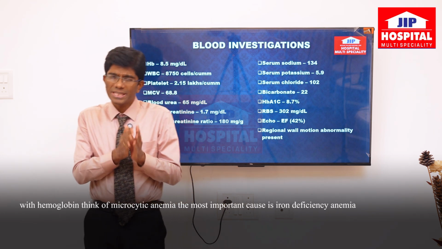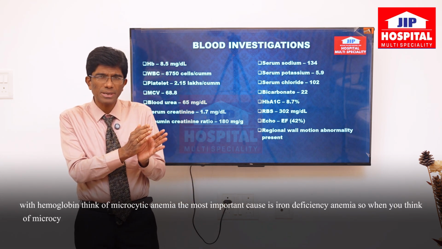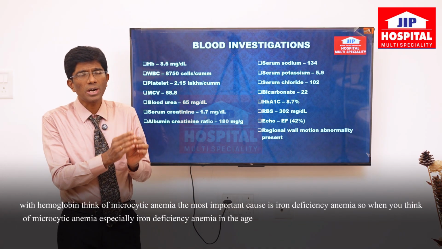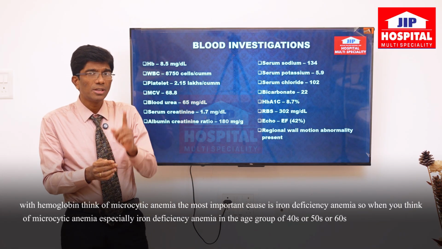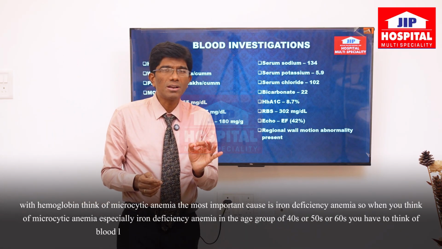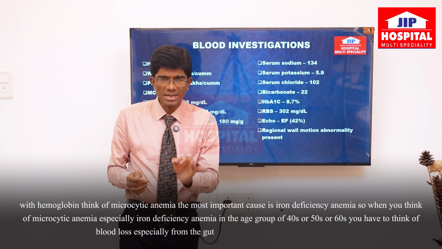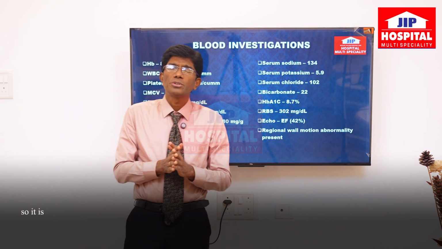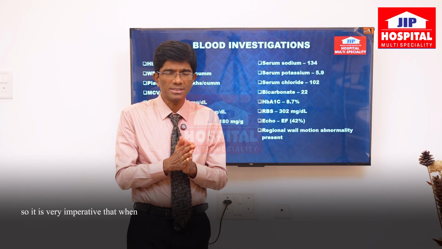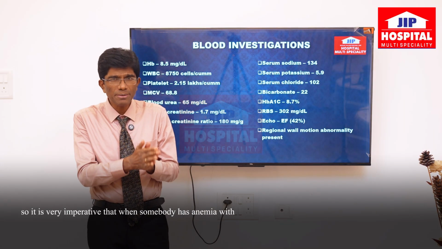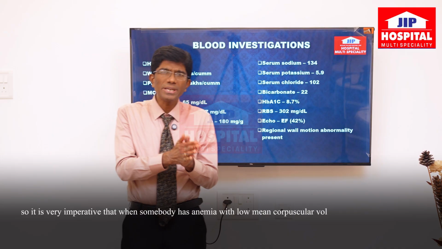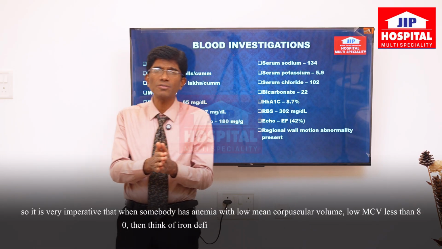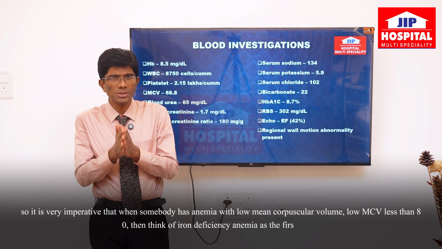So when you think of microcytic anemia, especially iron deficiency anemia, in the age group of 40s or 50s or 60s, you have to think of blood loss, especially from the gut, rather than nutritional deficiency. So it is very imperative that when somebody has anemia with low mean corpuscular volume, low MCV less than 80, then think of iron deficiency anemia as the first cause.